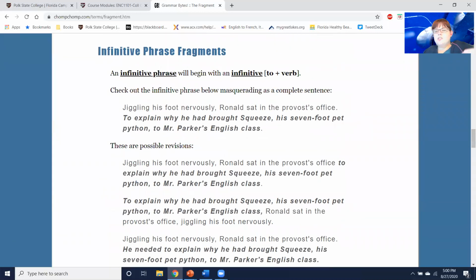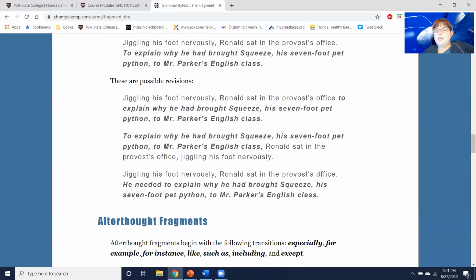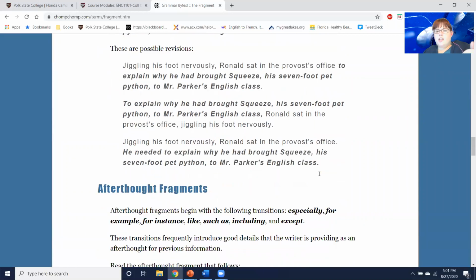Another one are infinitive phrases. So if you wanted to say, to explain why he had brought Squeeze, the 7-foot pet python, to Mr. Parker's English class, although we have a lot there, we have a subject, we have a verb, we have an object, we have an idea, but it's not complete because we still have to explain what's going on. So we need the rest of the sentence to be put with it, either by putting that infinitive in the middle of the sentence. So jiggling his foot nervously, Ronald sat in the provost's office to explain. Or we can add that comma and say Ronald sat in the provost's office jiggling his foot nervously. Now we have given our idea.